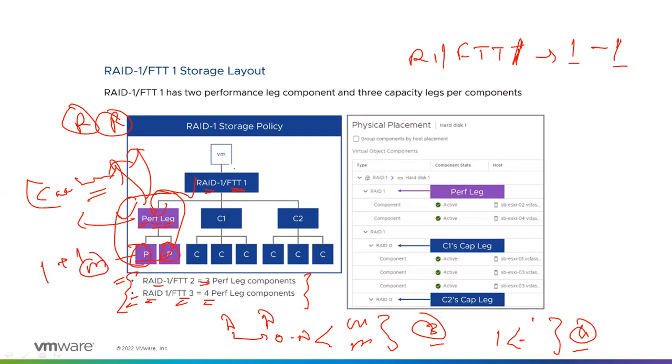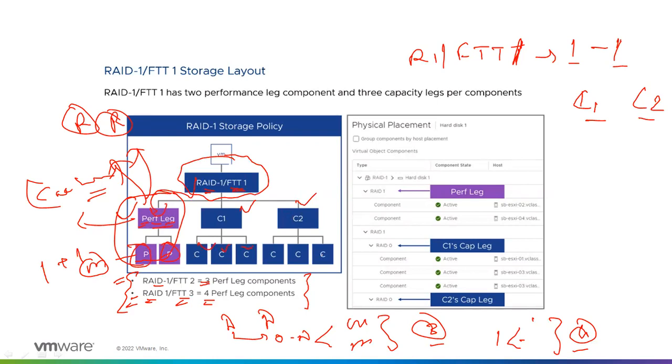Now if I'm talking about the capacity, again the policy is the same: 1 original data plus 1 mirror copy. So how many here? C1 plus C2. 2. Correct. But now you will say, sir, why these 3 C's here?